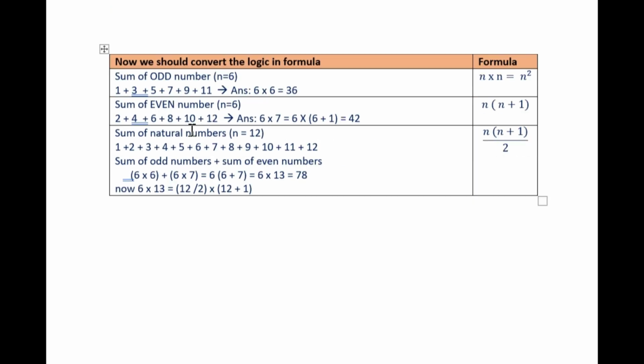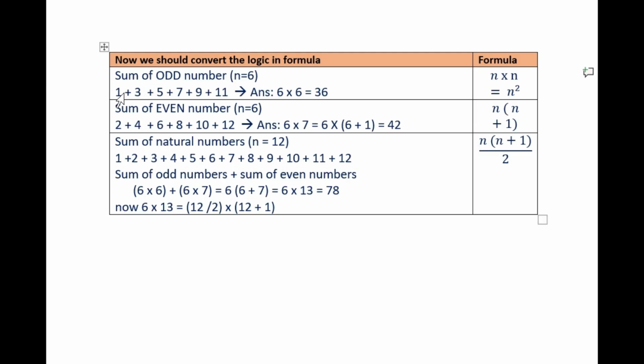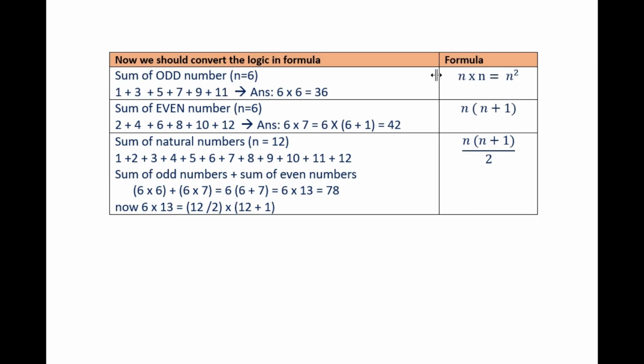Okay, let me make sure that it's a little bigger for you to understand. So, the sum of odd numbers. Here in this case, 1, 3, 5, 7, 9, 11. There are 6 numbers, so n becomes 6 because we are multiplying 6 into 6. It means n into n. So the formula is n square. So for odd numbers, the formula is n square.